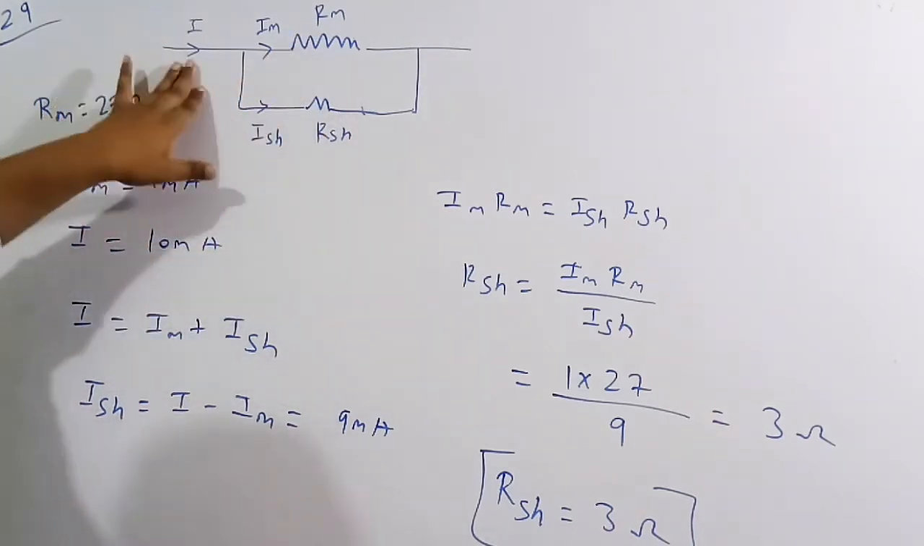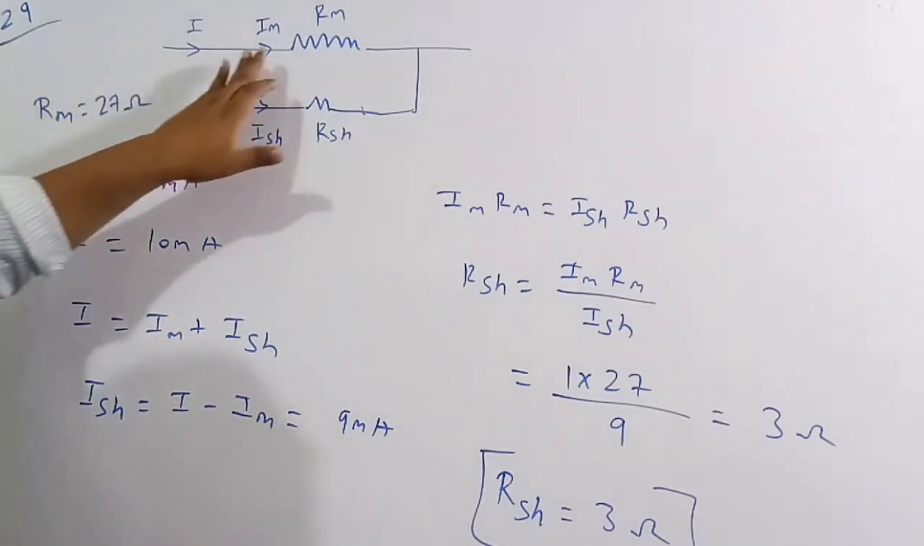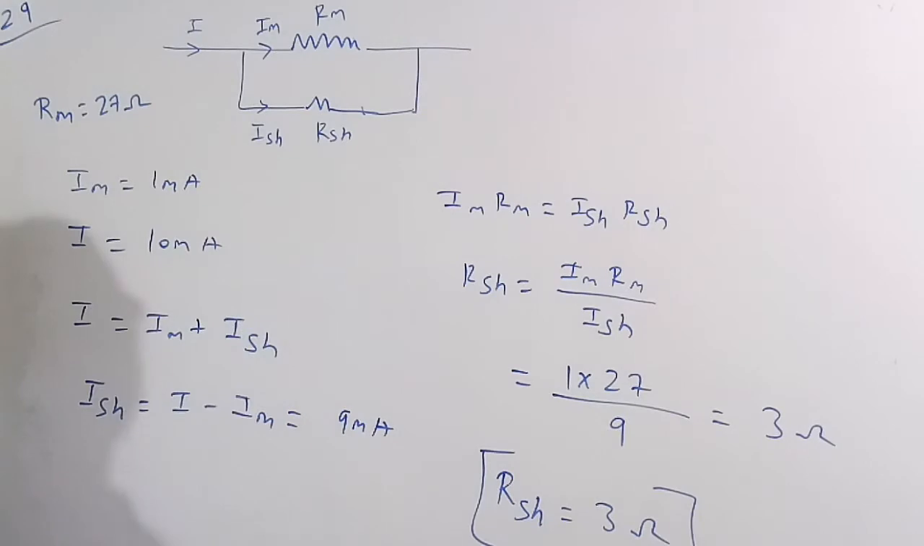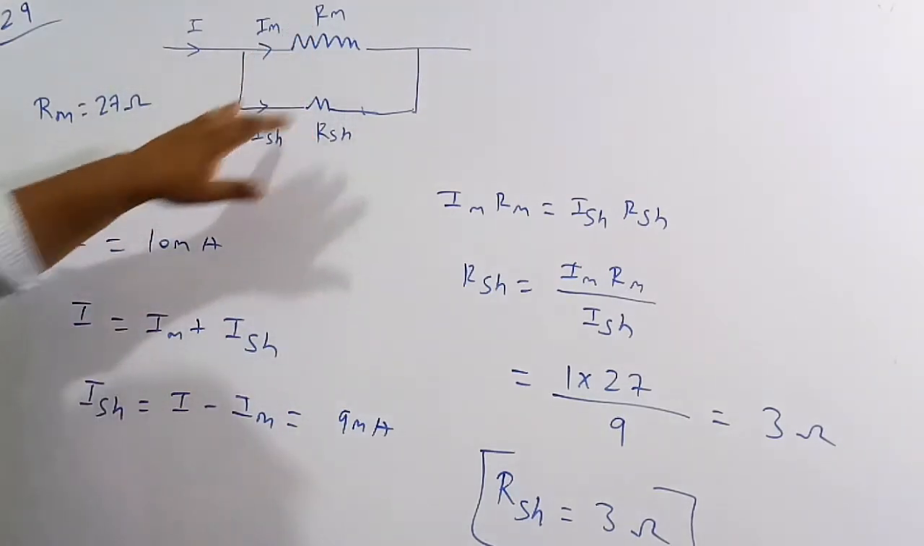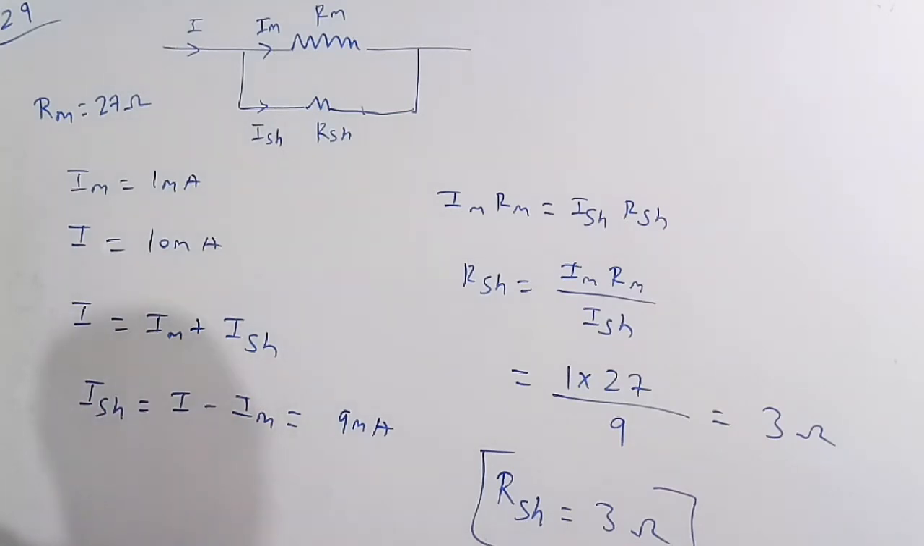Here I is called the circuit current and IM is called the meter current. In the question they have given IM equal to 1 milliampere and I equal to 10 milliampere, meaning we are extending the range from 1 milliampere to 10 milliampere, and the meter resistance RM is equal to 27 ohm. We have to find the value of RSH.